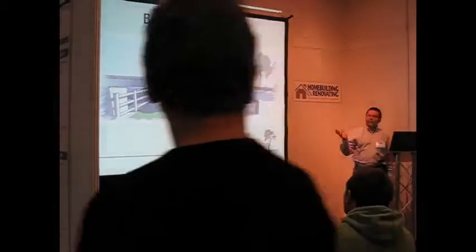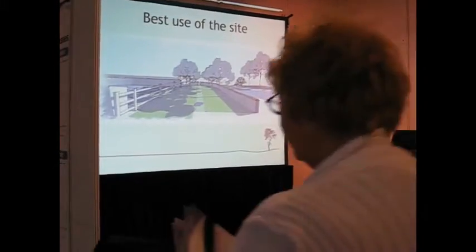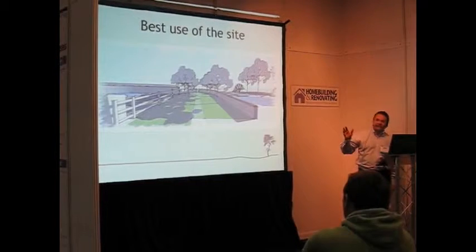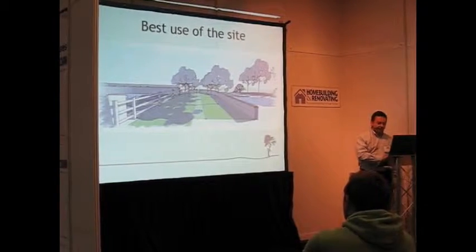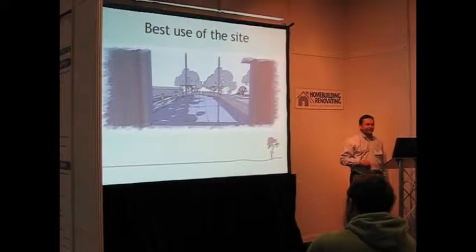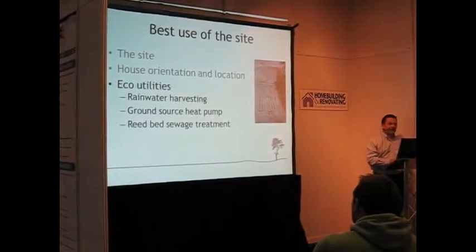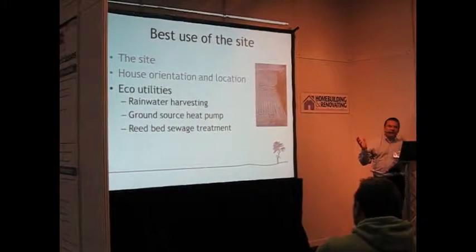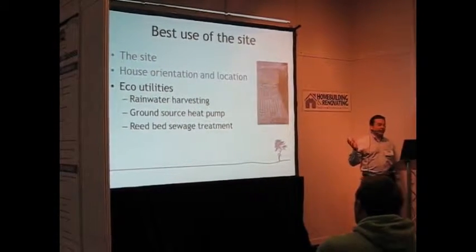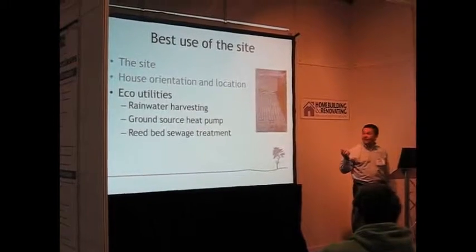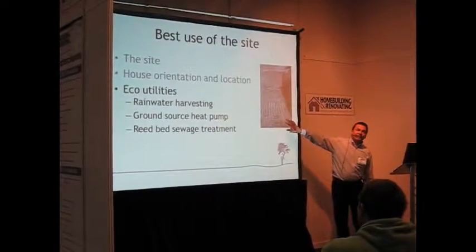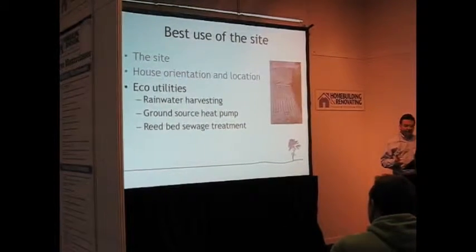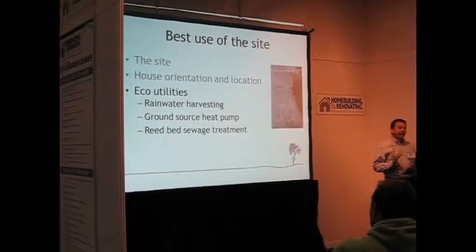Here's another example. Designers love things like vistas and visual axes, and it's very nice to be able to align these with views from inside the house. Eco-utilities, what I call eco-utilities. These are increasingly popular, things like rainwater harvesting, ground source heat pumps. This picture here is the pipe seals for a ground source heat pump, reed bed sewage treatment systems. All of these things take up room in the garden.